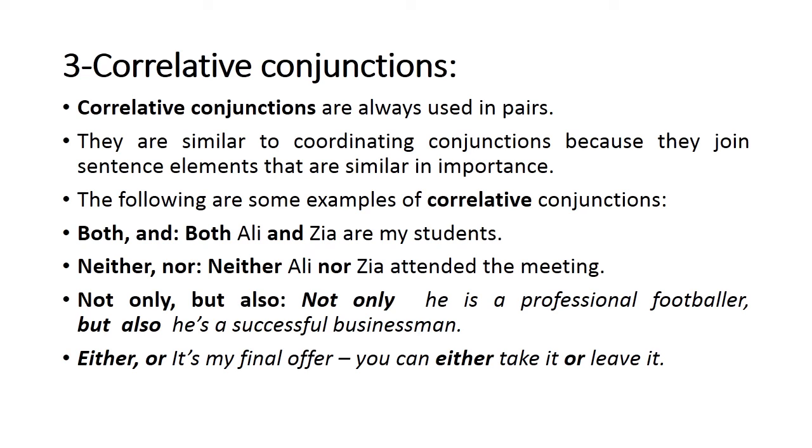The other type of conjunction is called correlative conjunctions. Correlative conjunctions are always used in pairs. They are similar to coordinating conjunctions because they join sentence elements that are similar in importance. The following are some examples of correlative conjunctions. Both and: both Ali and Zia are my students.